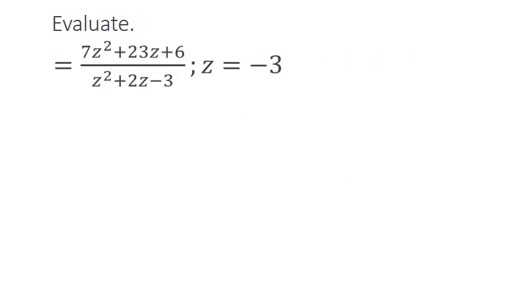Last one, we have to evaluate 7z squared plus 23z plus 6 all over z squared plus 2z minus 3, where z is equal to negative 3. Again, pause the video for you to process, to evaluate the expression. Now you should arrive at 0 over 0, which is undefined.